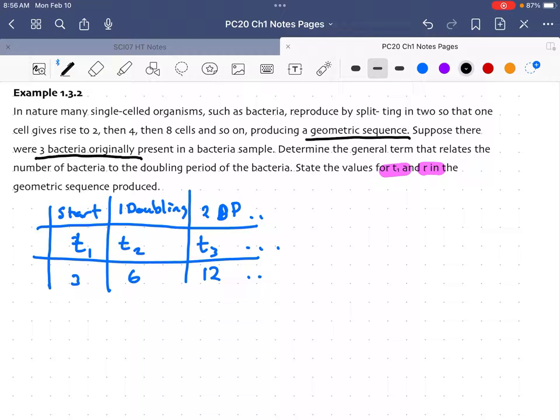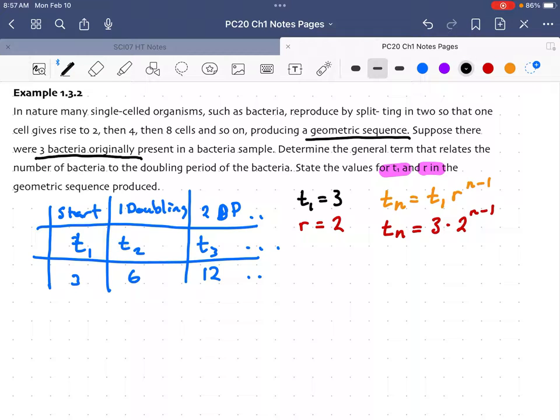So let's take a look at what we know here. Term 1 is equal to 3. Our common ratio is equal to 2 because we're doubling it. And using our formula, the nth term is equal to our first term times our common ratio to n minus 1. Our formula for nth term would be 3 times 2 to the power of n minus 1.